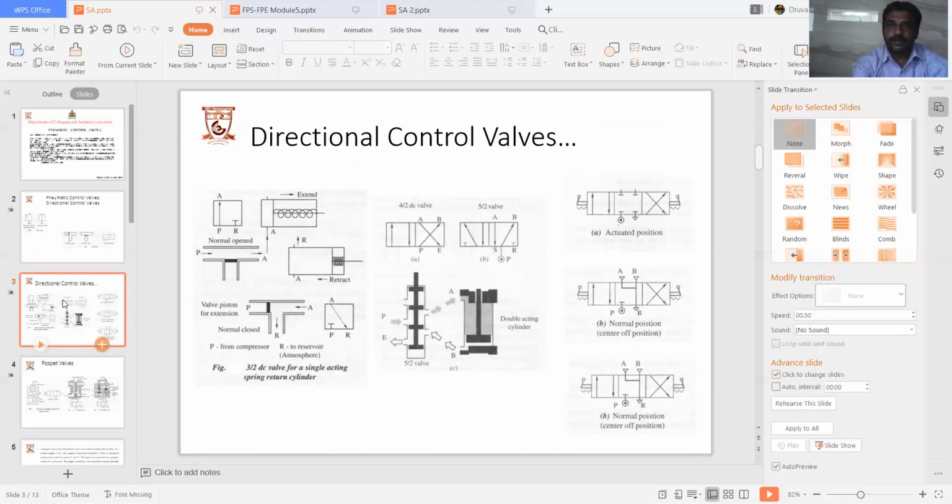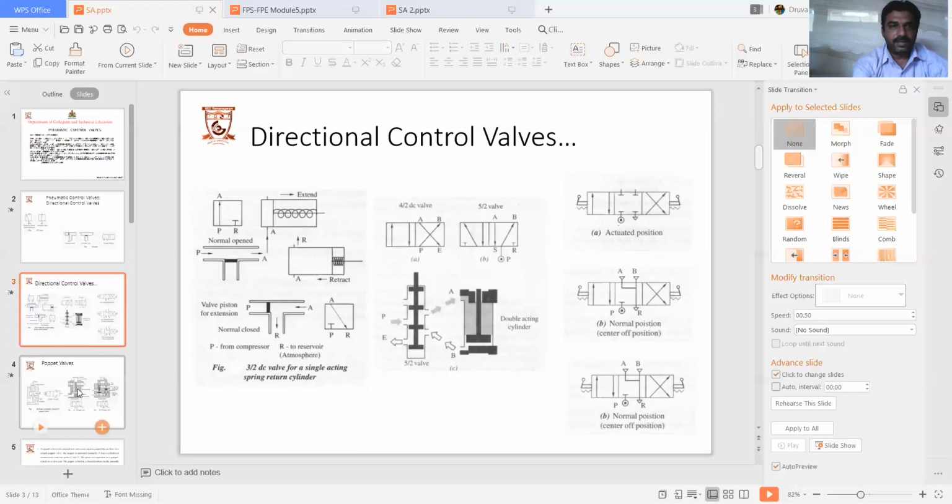First, you can see the directional control valves and various symbols. The first shows the normally closed position, and the second figure shows the extended position. Normally closed and open position in extended position, and the graphic symbol for the same valve, a 3x2 DC valve for a single acting spring return cylinder. In the figure you can see clearly. For the 4x2 DC valve, you can see the normally closed and opening position, and the graphic symbol for the same.